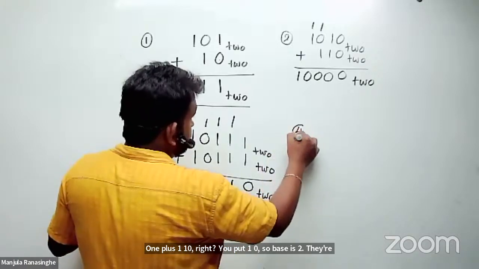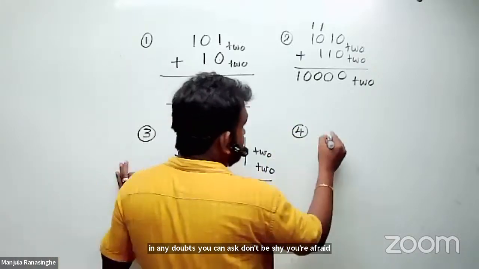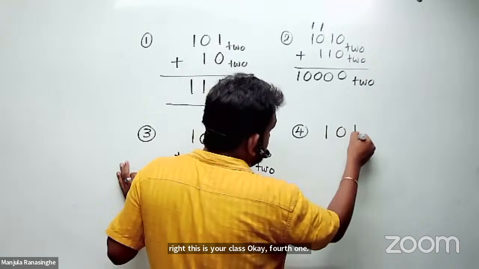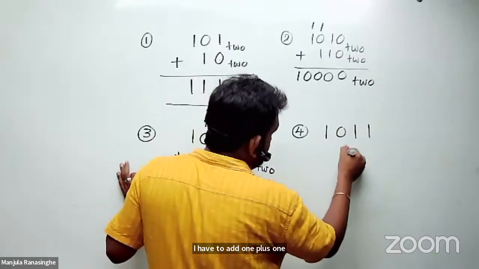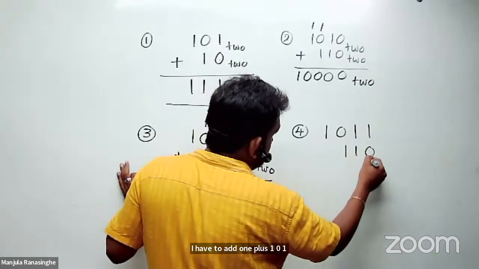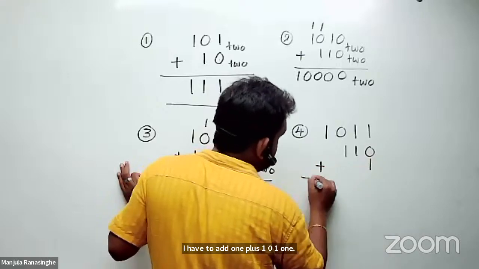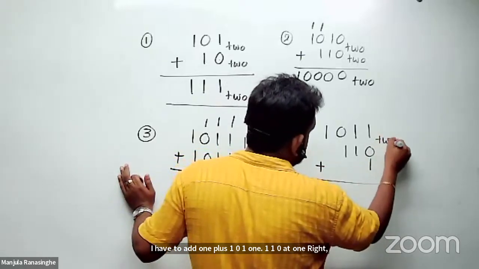Okay, fourth one. I have to add 1, 1, 0, 1, 1 and 1, 1, 0 and 1. See, they are all base 2.